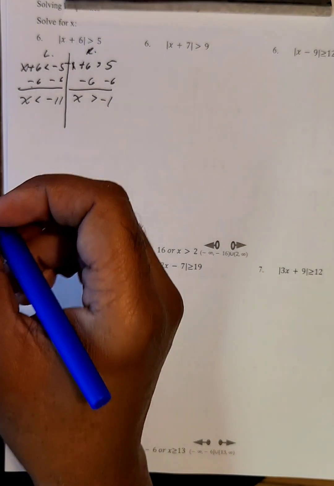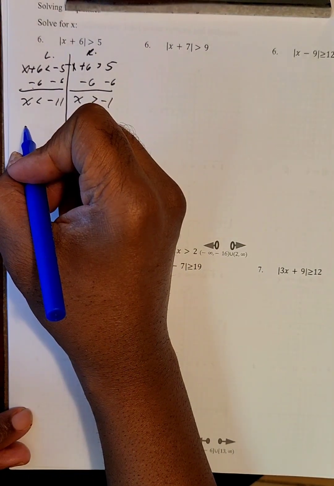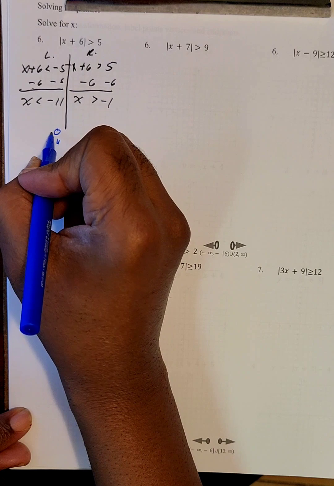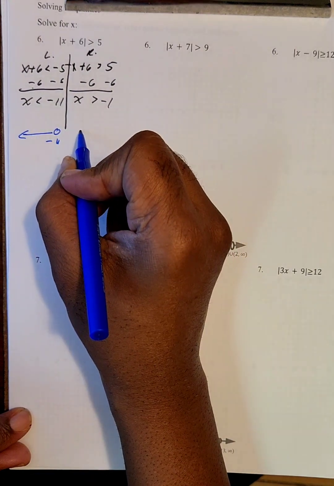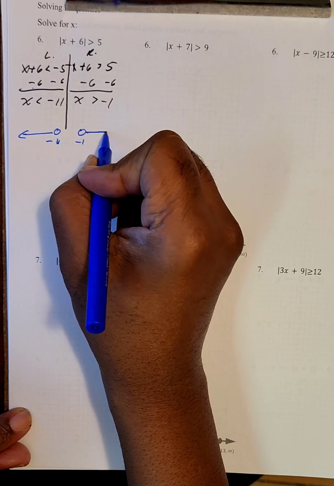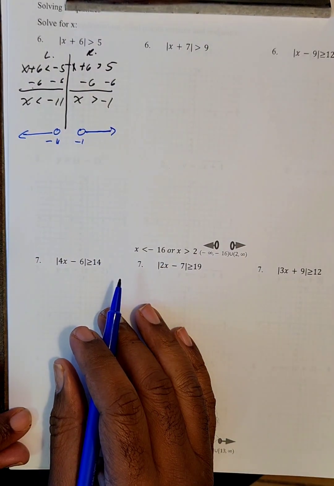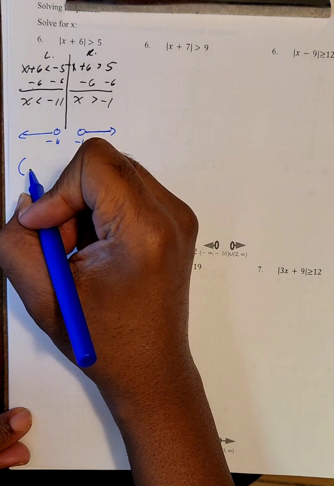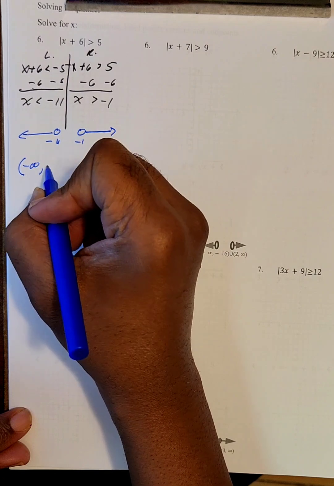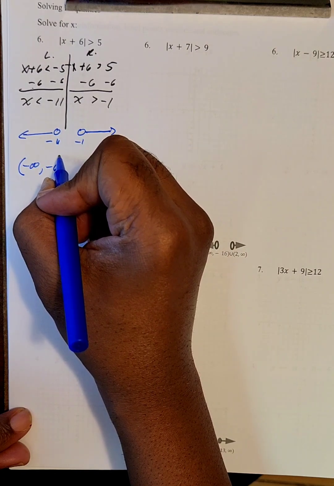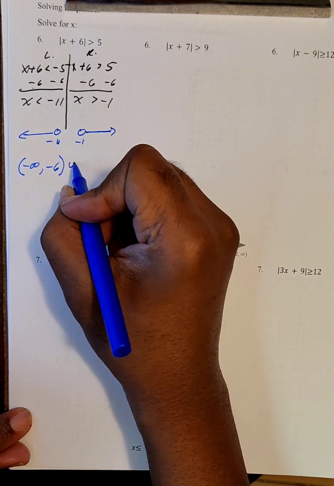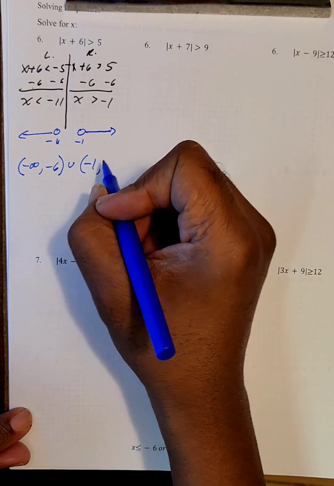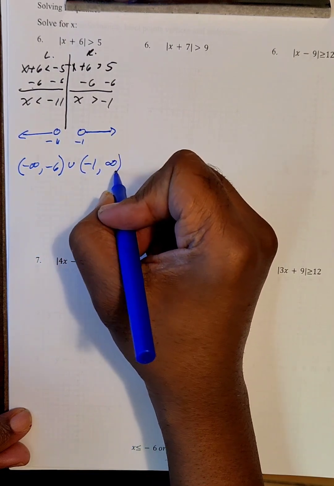Okay, now this side right here, as a graph, will be open at negative 11 and going to the left, and this side will be open at negative 1 going to the right. And this is represented by interval notation as parentheses on the left, negative infinity, comma, to negative 11 on the right, and parentheses because it's not included, unioned with this part right here. To the left is negative 1 with a parenthesis, comma, to the right is going to be positive infinity. And we're done.